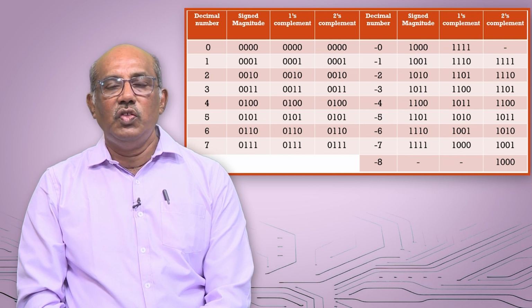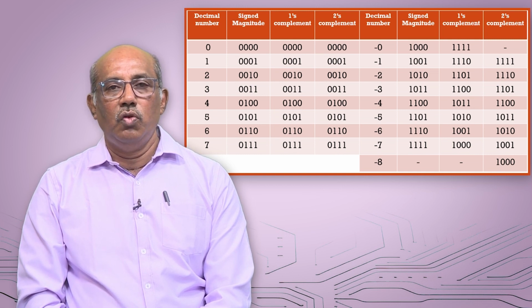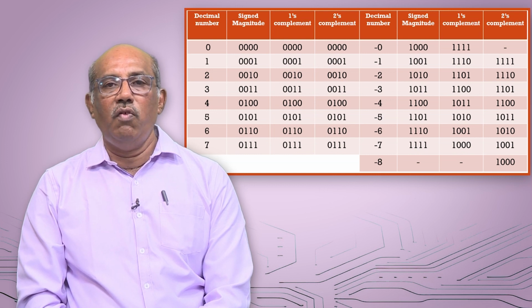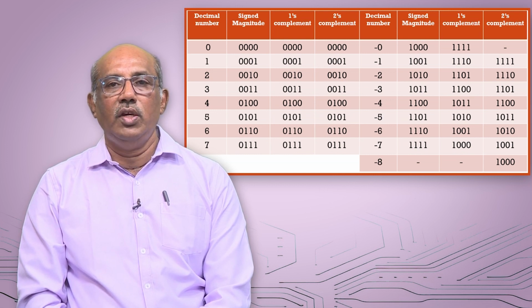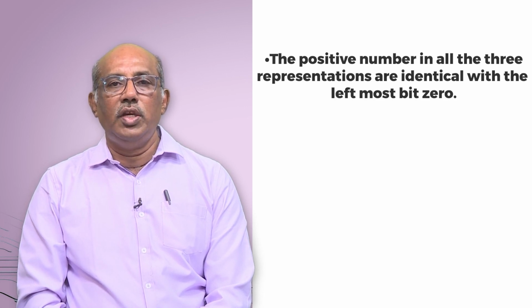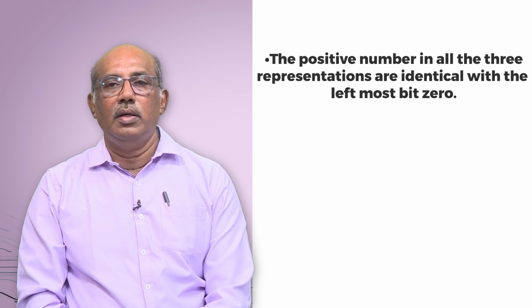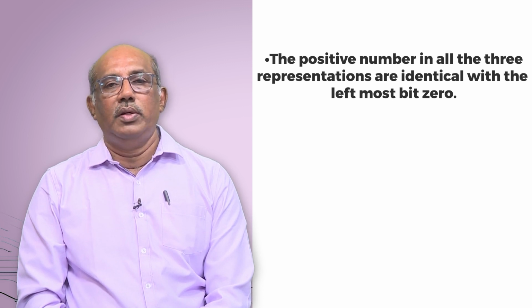So, what we have seen in this table is that we have represented the decimal numbers plus 0 to plus 7, and similarly minus 0 to minus 8, using 4 bits in all the 3 forms, that is the sign magnitude form, the 1's complement form and the 2's complement form. To sum it up, the positive numbers in all the 3 representations are identical with the leftmost bit 0, that is the sign bit as 0.